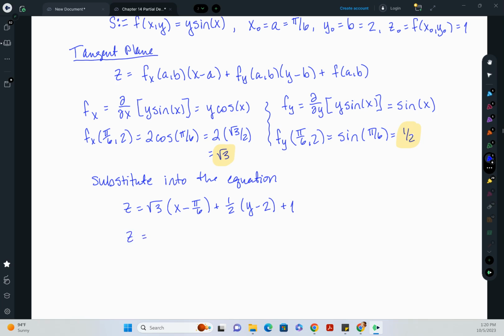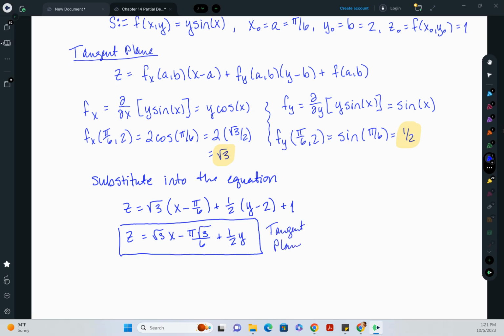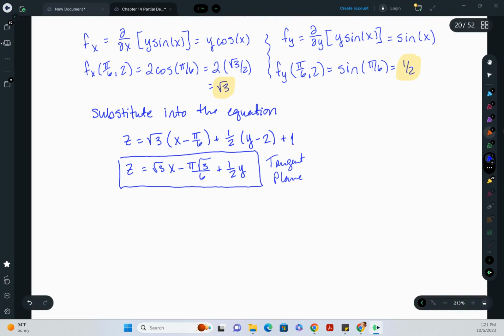So we could say z is equal to square root 3x minus pi square root of 3 over 6 plus 1/2 y minus 1 plus 1. Those are going to go away. And so this actually is a simplified version to have expanded it out a little bit. And so this is the equation of the tangent plane. Not too bad, as long as our surface isn't too complicated. We really only had to take 2 first partial derivatives and evaluate them, and then literally just plop everything into the equation.